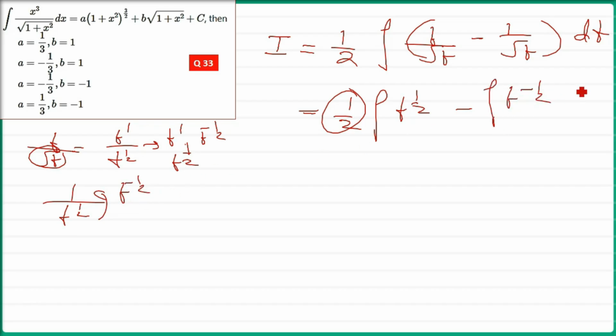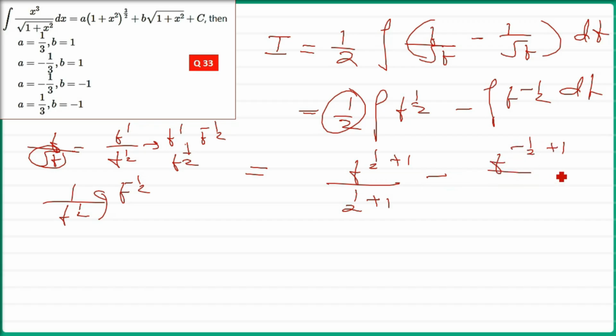So t raised minus half will be, I'm just integrating these two with the power of x raised n, which is x raised n plus 1 divided by n plus 1. That is what we have to do. So t raised half plus 1 by half plus 1 for the first one, and t raised negative half plus 1 by negative half plus 1 for the second one. T raised 3 by 2 will come, with 3 by 2 in the denominator. T raised half will come, since 1 minus half is half only. 1 minus half is again half in the denominator.